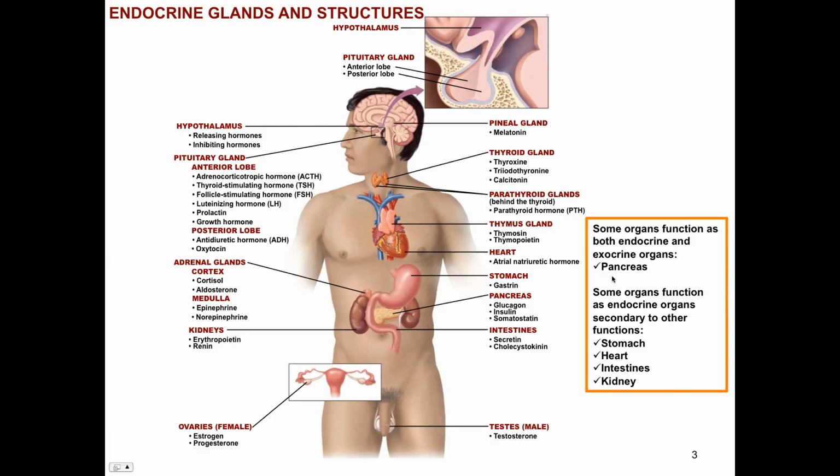Some glands, like the pancreas, are both exocrine and endocrine glands. We'll talk about the exocrine functions again when we do digestion, because it's really important there. And we also have stuff in lab on that, okay?